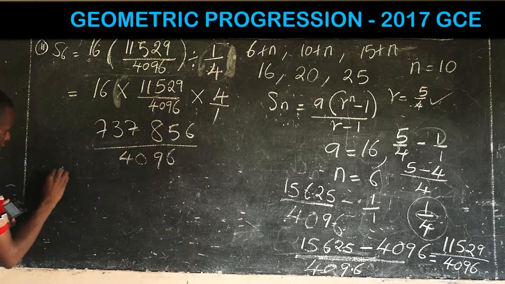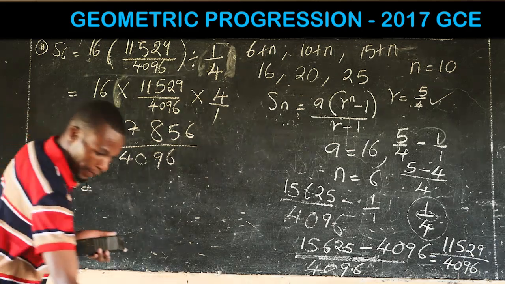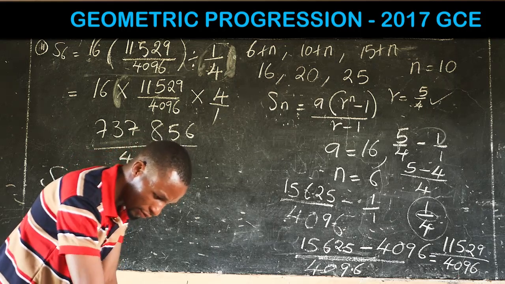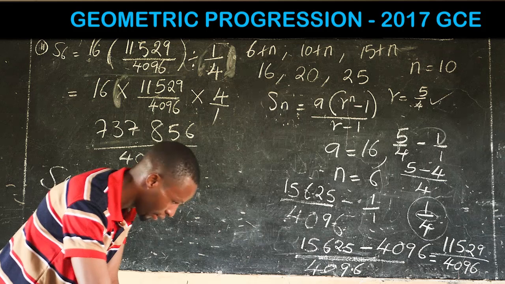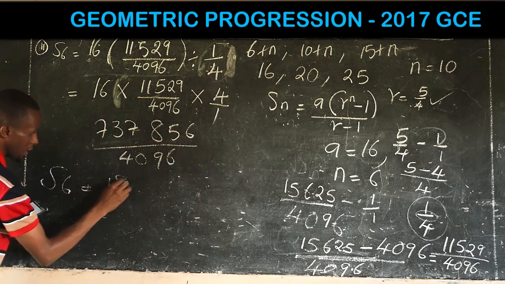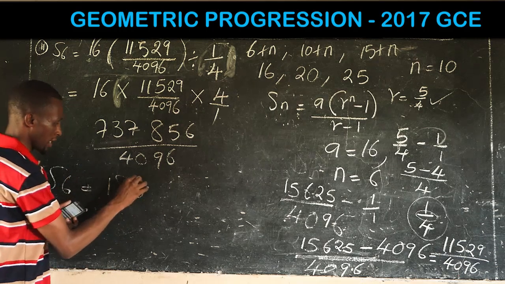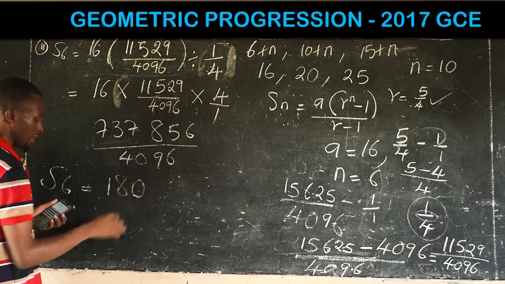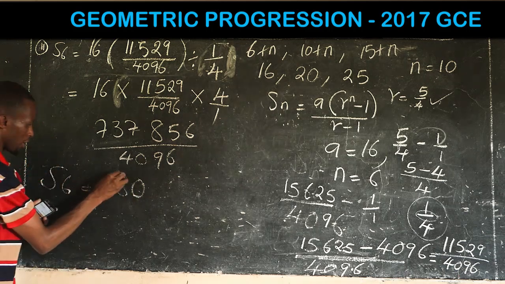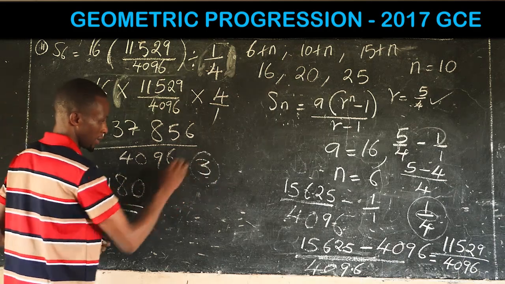We are going to have the sum of the first 6 terms as equal to 180, to 3 significant figures. Of course, you are going to have a number with decimal points there. So what you are going to do, just round it off to 3 significant figures. So this carries 3 marks.